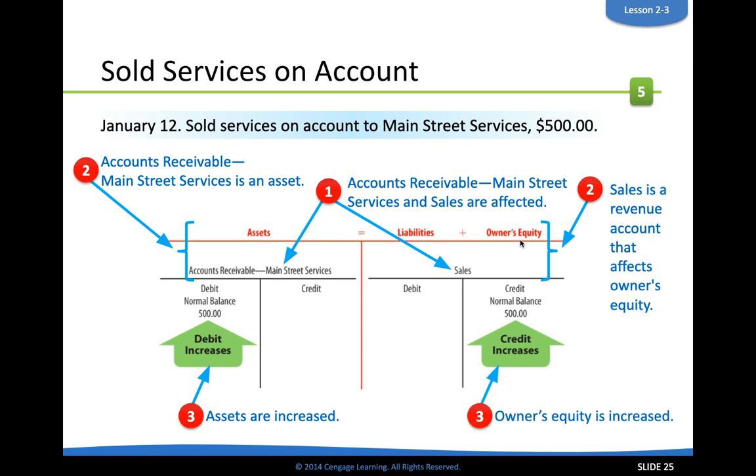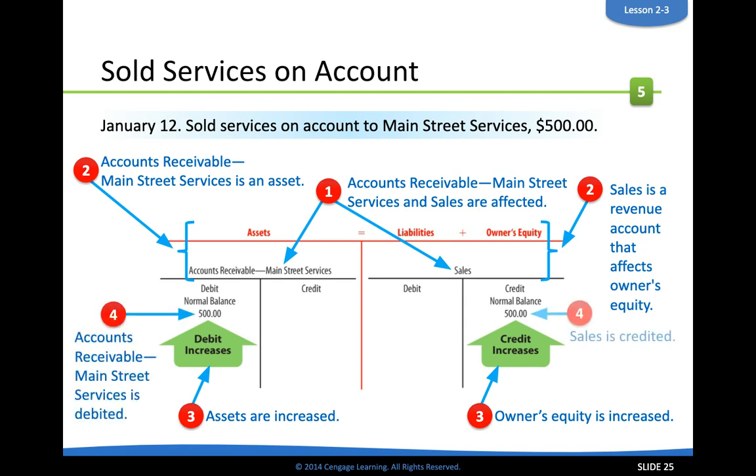What is the increase and the decrease? We know that when you make a sale, your asset is going to go up. So your accounts receivable, again, this is just like you saw in chapter 1, the asset side is increased and owner's equity is increased because sales is a revenue that affects owner's equity.